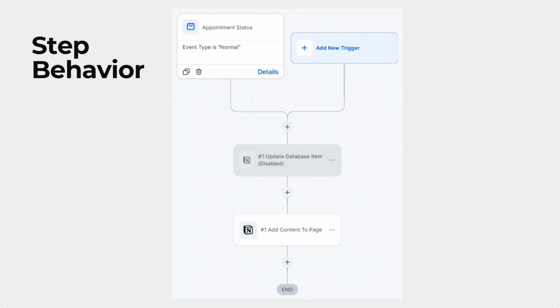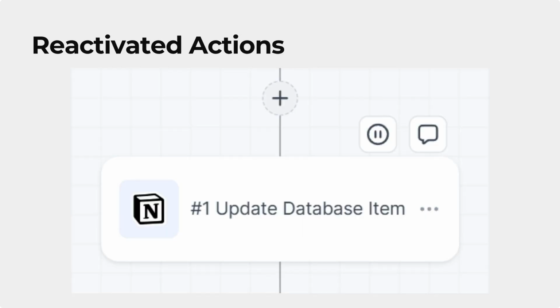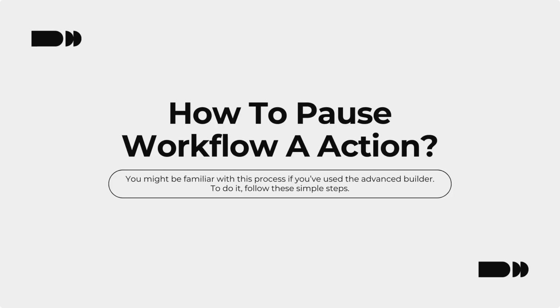If a disabled node is the only path to downstream steps, the contact will skip the disabled nodes and only execute the active nodes. Disabled nodes are visibly dimmed and skipped during execution. Enabled nodes run normally once reactivated. You might be familiar with this process if you've used the Advanced Builder.